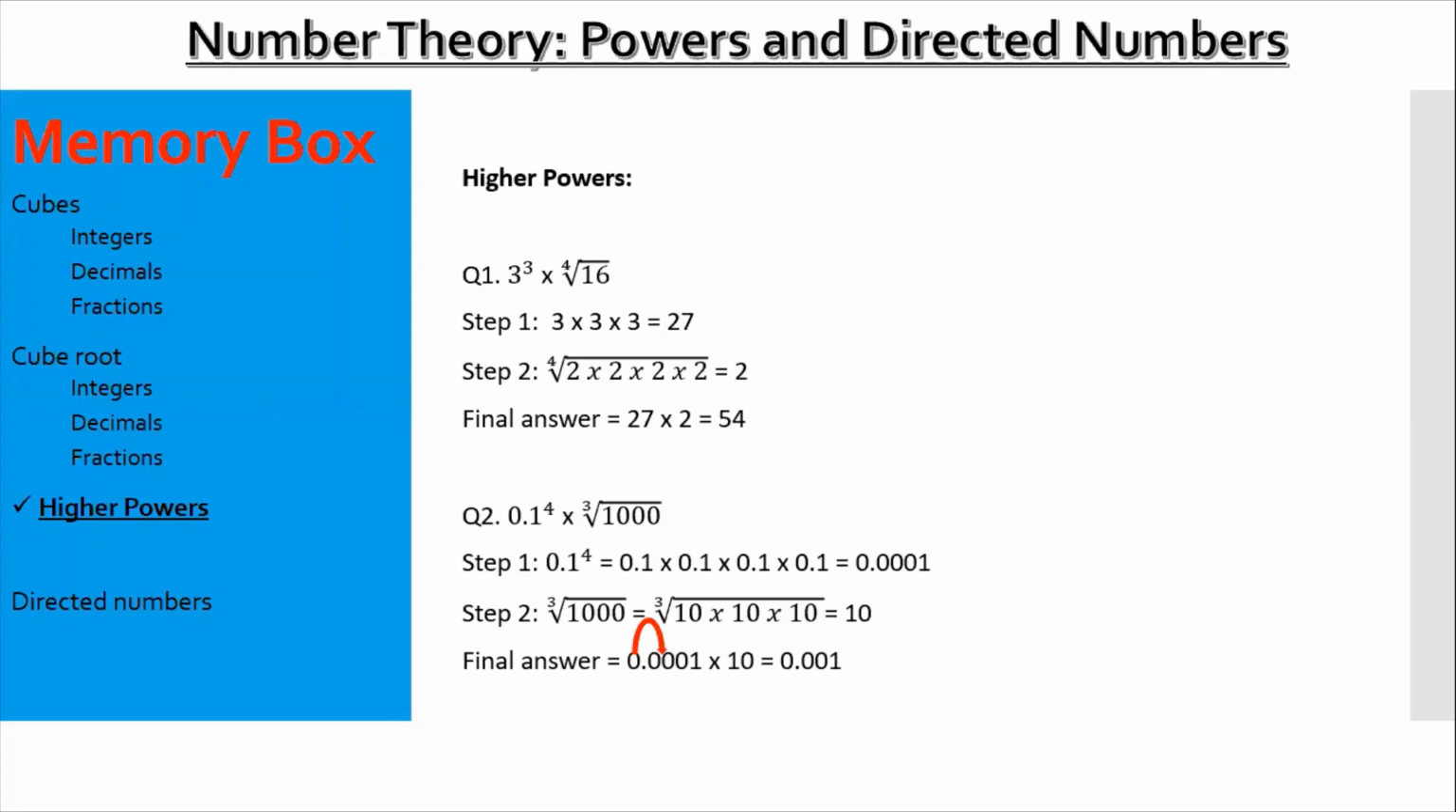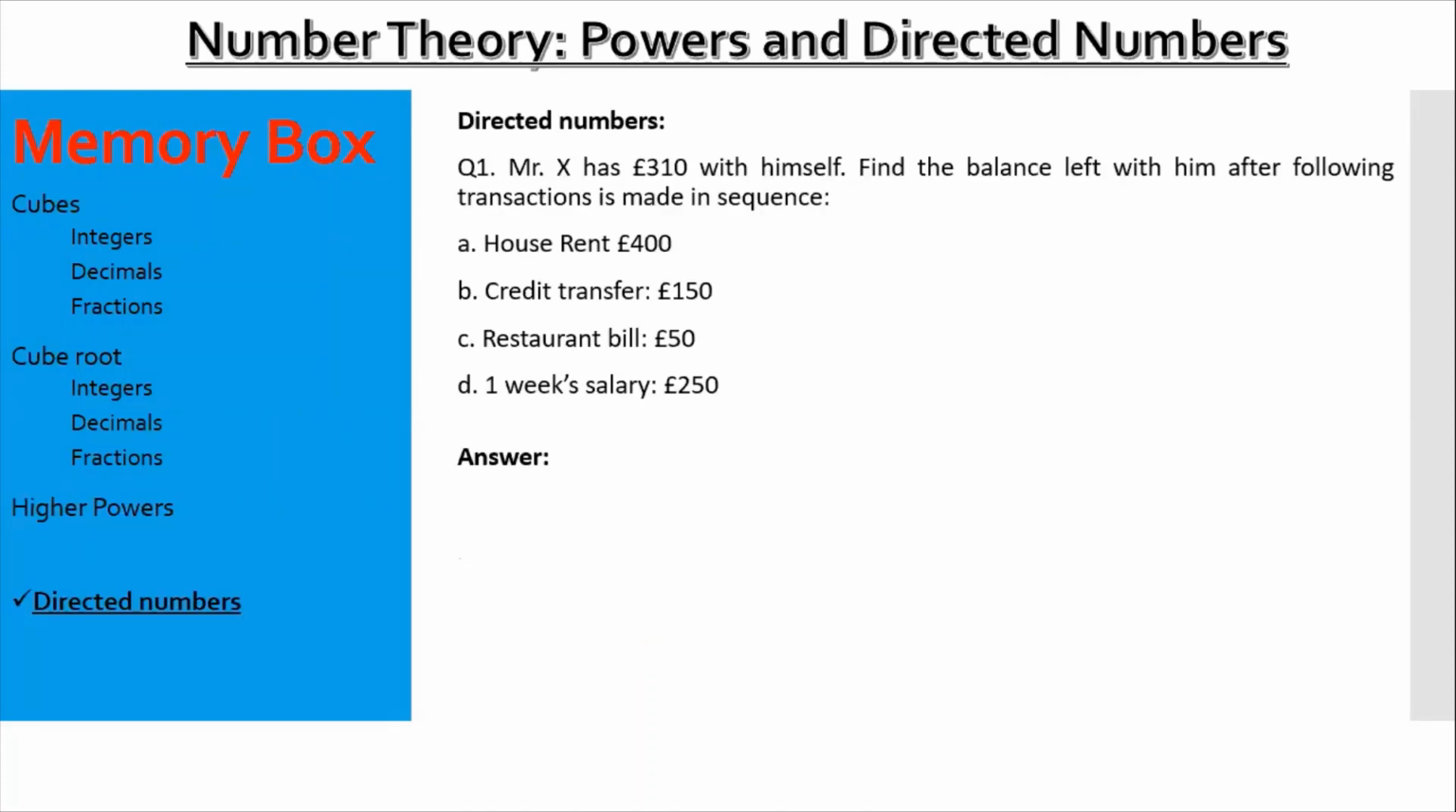Let us solve problems related to directed numbers. I want the students to pause the video and take a look at the question carefully. Okay, the question revolves around the financial transactions made by Mr. X. To begin with, Mr. X has 310 pounds, which means his opening balance can be written as 310 pounds. Next, he pays house rent of 400 pounds, which is an expense, which means 400 pounds will be deducted from his account. And as a result, the balance available with him will be minus 90.